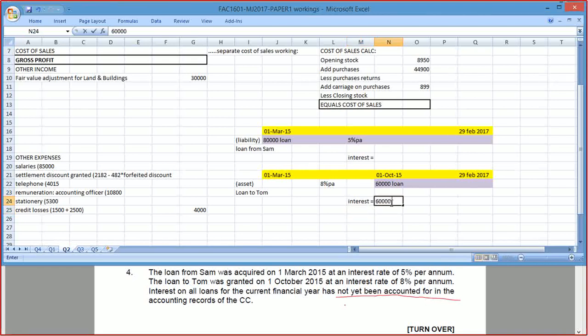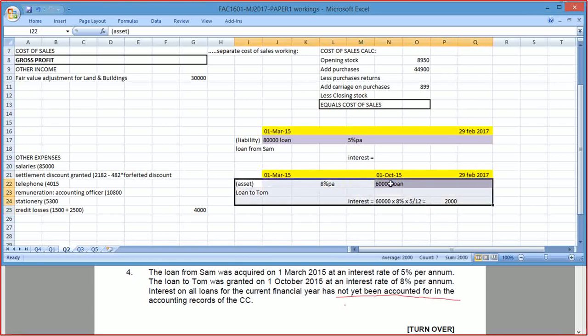Okay, so 60,000 times 8% times 5 over 12 gives you an amount. How much is that? Let's check. 60,000 times 0.08 times 5 over 12 gives me 2,000. Okay, that'll be seen as what? Income or an expense? This one.